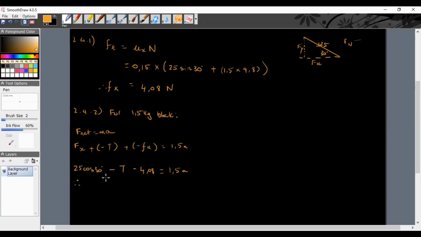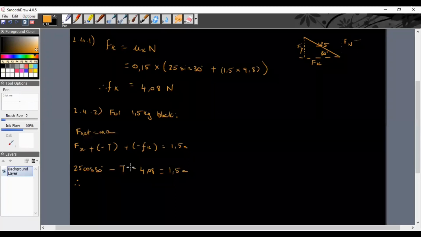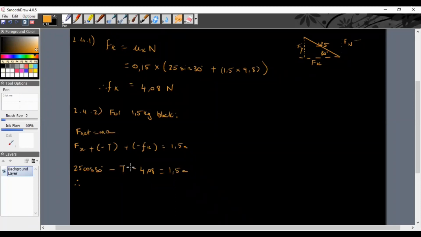Okay, so if you rearrange for A, let's see, what can we do? We can obviously solve for 25 cos 30. So 25 cos 30, we punch that in on our calculator. That's equal to 21.65. Minus 4.08 gives us 17.57 minus tension.